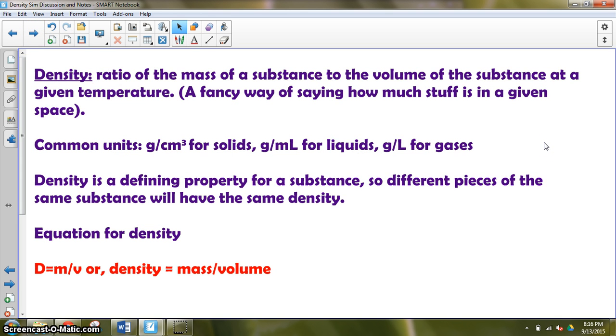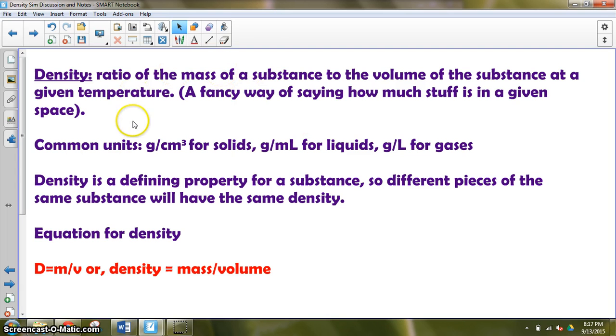So when we take a look at what density is, it's a ratio of the mass of a substance to the volume of a substance at a given temperature. It's a fancy way of saying how much stuff there is in a given space. Remember that when we talked about matter, we said those are the two measurements that we can have to call it matter. It has mass and it takes up space.